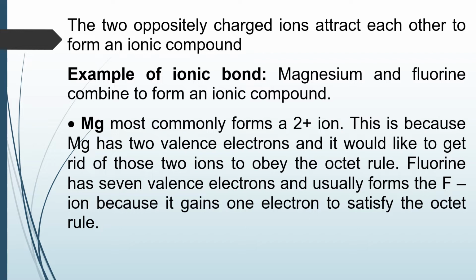Example of an ionic bond: magnesium and fluorine combine to form an ionic compound. Magnesium most commonly forms a 2+ ion. This is because magnesium has 2 valence electrons and it would like to get rid of those 2 electrons to obey the octet rule. Fluorine has 7 valence electrons and usually forms the F- ion because it gains 1 electron to satisfy the octet rule.